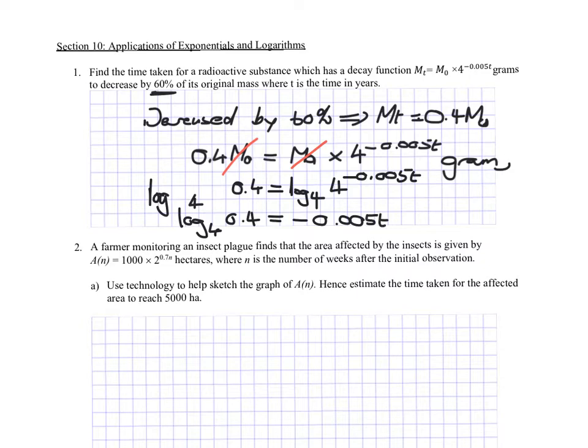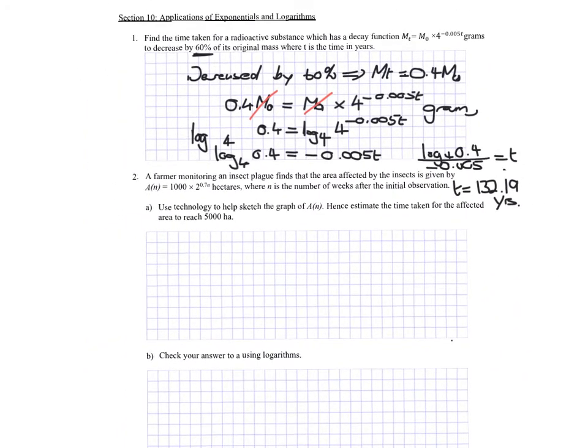Then we just have to get rid of the negative 0.05 t, and we do that by dividing by negative 0.05. So we get log base 4 of 0.4 divided by negative 0.05 is equal to t. Now if you type that into your calculator, what you get is 132.19 years. And that would be your answer. Now again, you could do that using log base 10, but I chose to do it using log base 4.